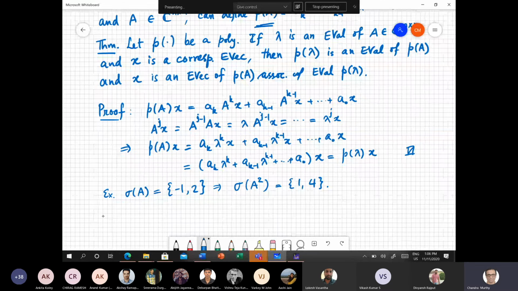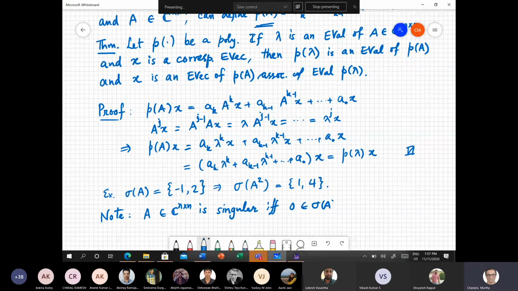And as I already mentioned to you earlier, A is singular if and only if 0 is part of sigma of A. Because A is singular if and only if Ax equals 0 for some non-zero x, which is true if and only if lambda equal to 0 is an eigenvalue.